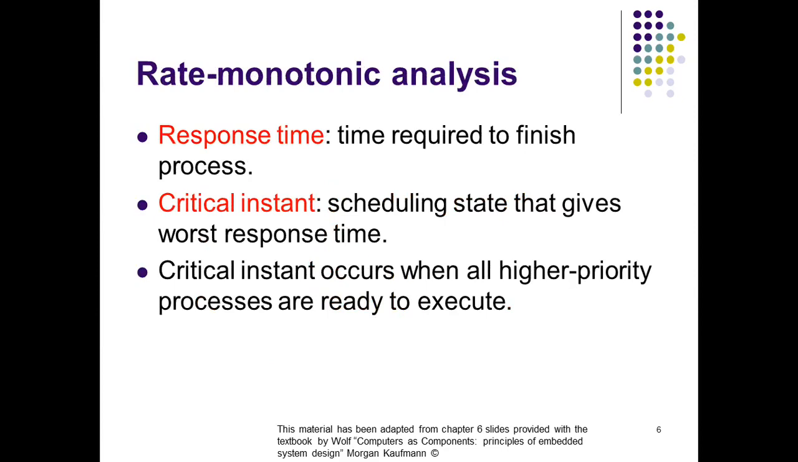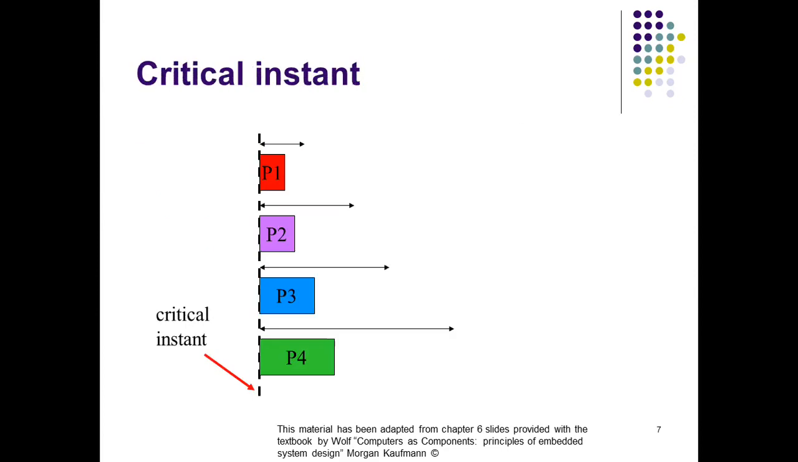What's important here? Response time: the time required to finish the process, or our deadline. The critical instant is a scheduling state that gives the worst case response time, and this occurs when all high priority processes are ready to execute. So you can just think about this. We've got lots of processes at the same time. When is it going to take longest for your low priority process to run?